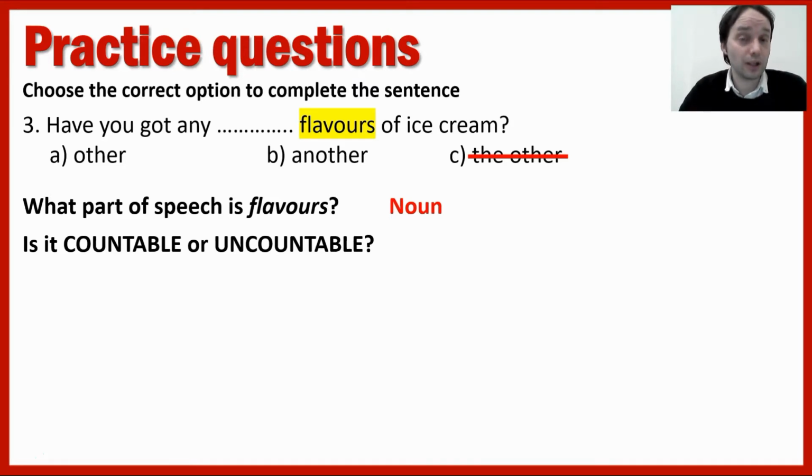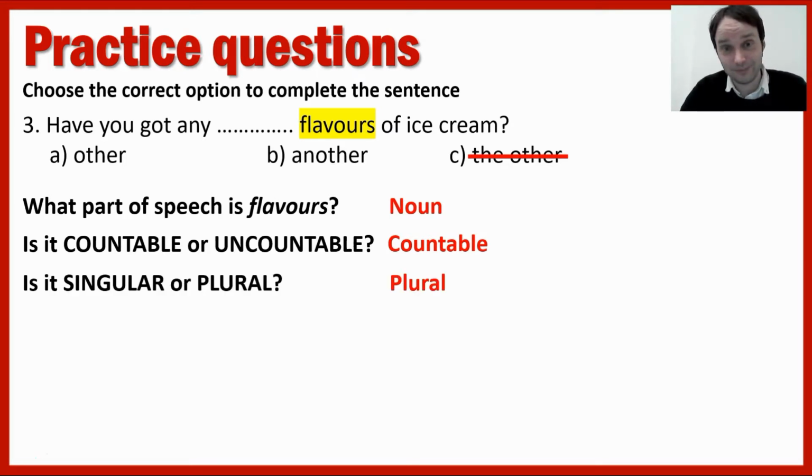Is it countable or uncountable? It's countable. How do we know? Well, we know because it has an S. Okay, flavors. Uncountable nouns don't have an S. Okay? And because it's plural, okay, so now we've got A and B, other and another.